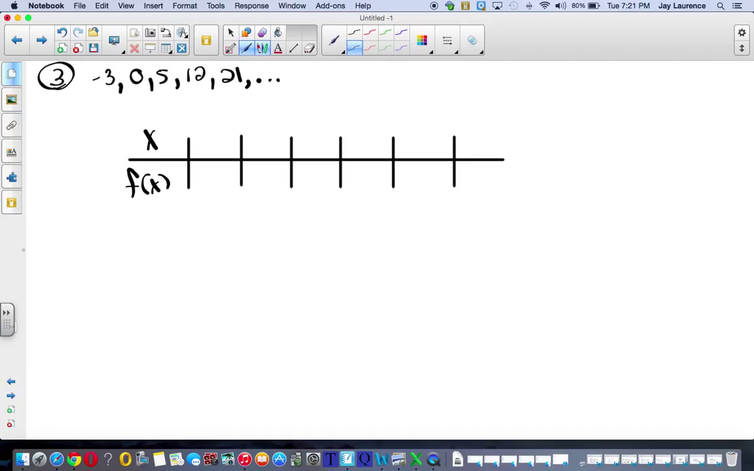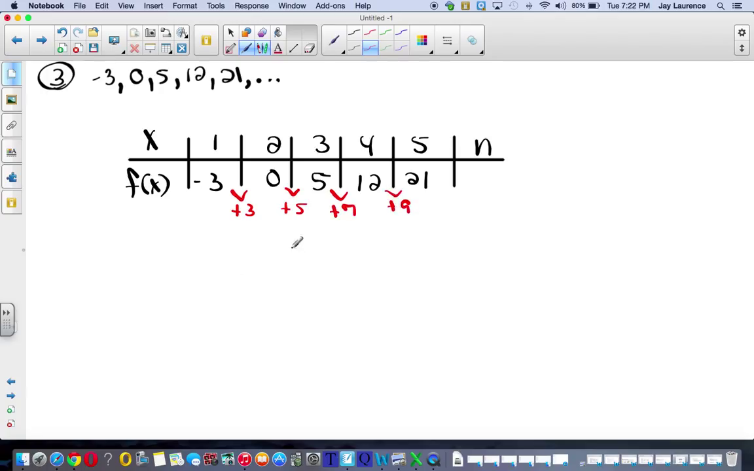Let's see, f of x. We're going to go 1, 2, 3, 4, 5, and then n. And what do I got? Negative 3, 0, 5, 12, and 21. Make that look like a 5. All right. So we're going to add 3. We're going to add 5. And then we're going to add 7. And we're going to add 9. First differences don't match. I go down to the second differences. Plus 2, plus 2, plus 2.